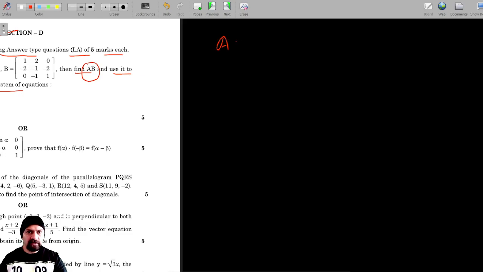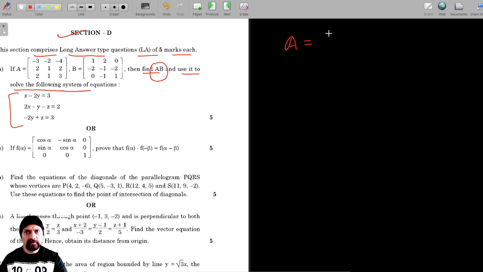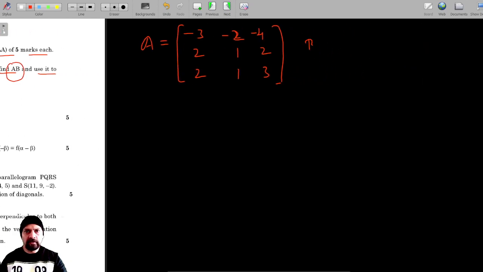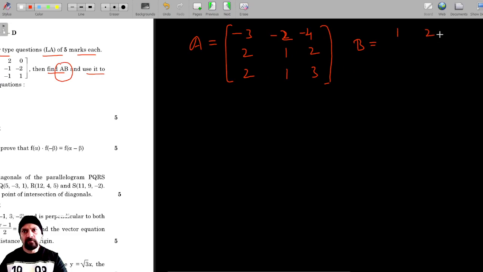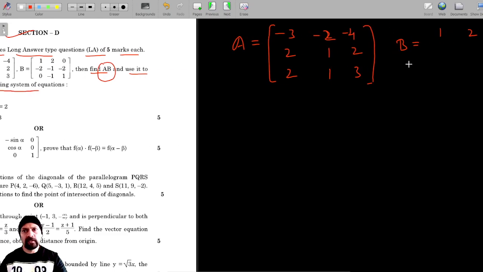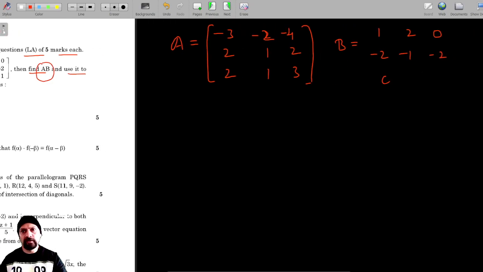That is, first find out the product of A and B. So let's write down the A matrix. This is minus 3, minus 2, 4, 2, 1, 2, 2, 1, 3. So this is A, and now B is equal to 1, 2, 0, minus 2, minus 1, minus 2, and 0, negative 1, 1.